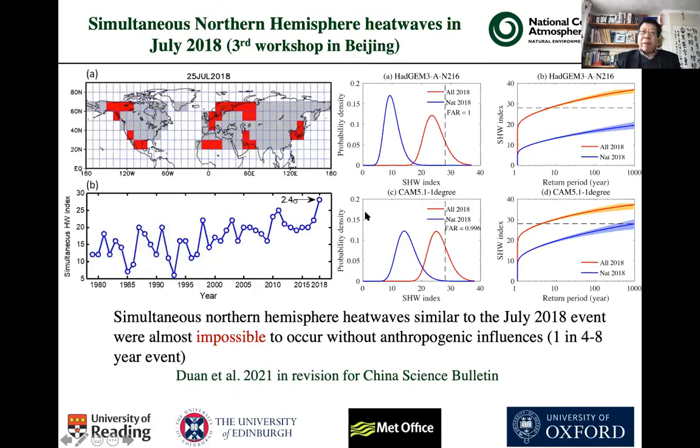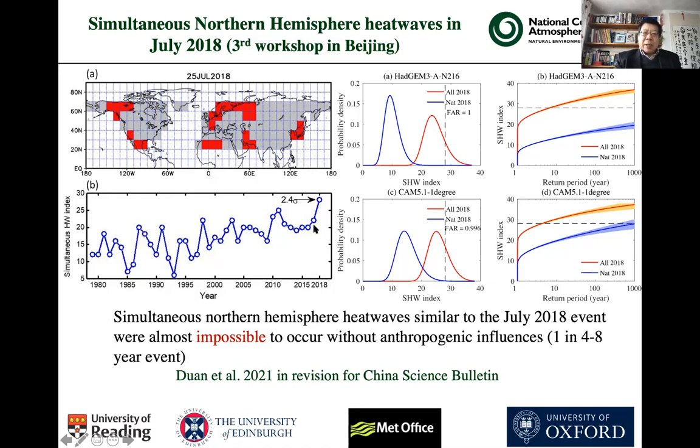And so all the above examples are about extreme events happening in China. Also, there was one group in the third workshop in Beijing that analyzed, for example, the Northern Hemisphere simultaneous heat wave. Shown here is a heat wave index, the spatial structure of the heat waves over 2018. You can see that over 2018, heat waves occurred over North America, West Europe, Central Europe, and also East Asia.